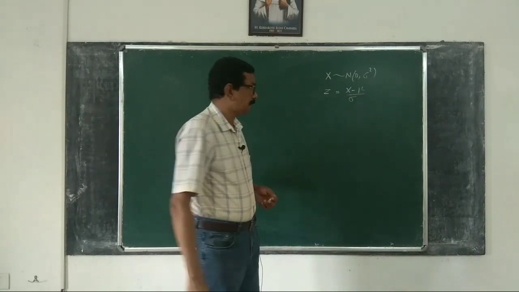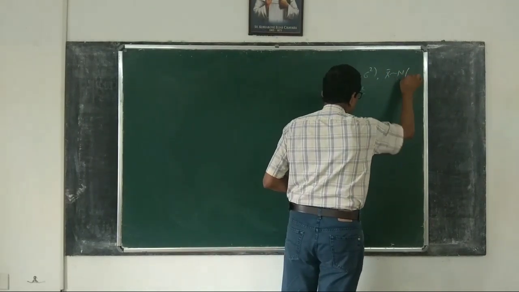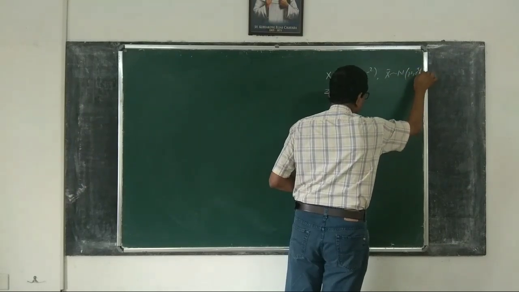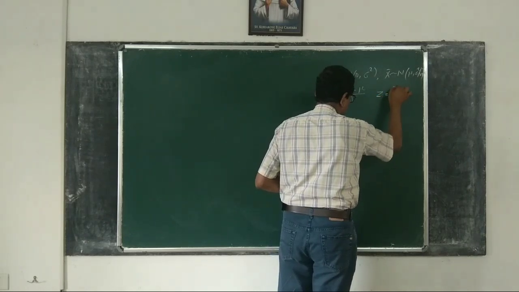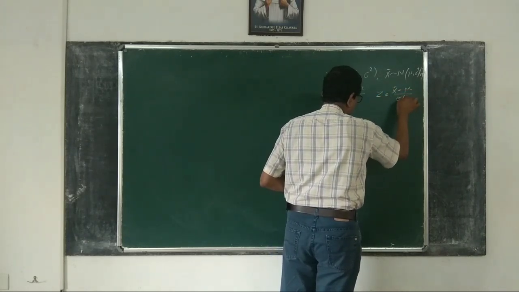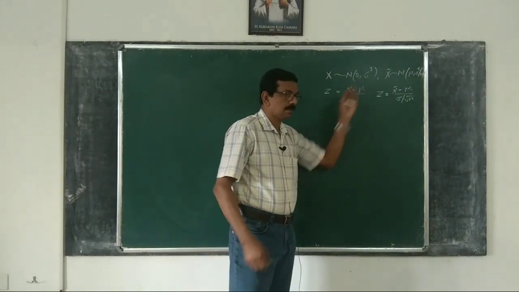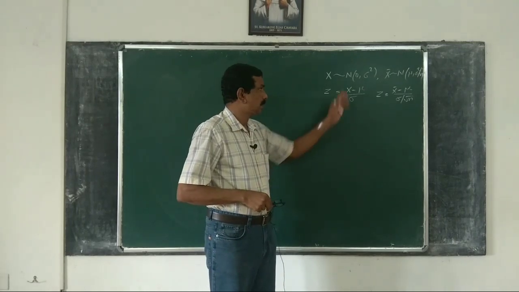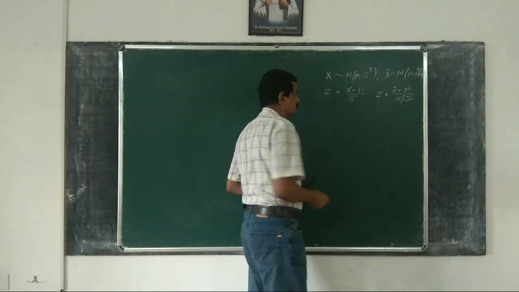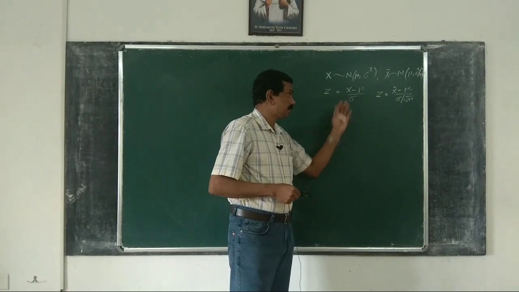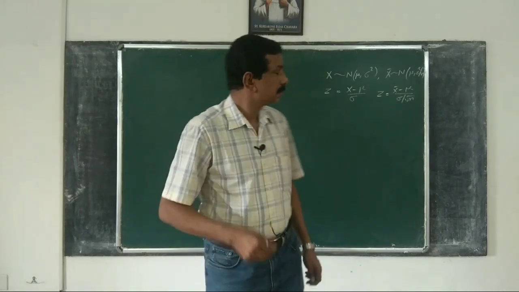The corresponding sampling distribution was written as x bar normal with mu and sigma square by n. And the corresponding Z is x bar minus mu by sigma by root n. If x is normal with the mean mu and variance sigma square, Z is standard normal with the mean 0 and variance 1.